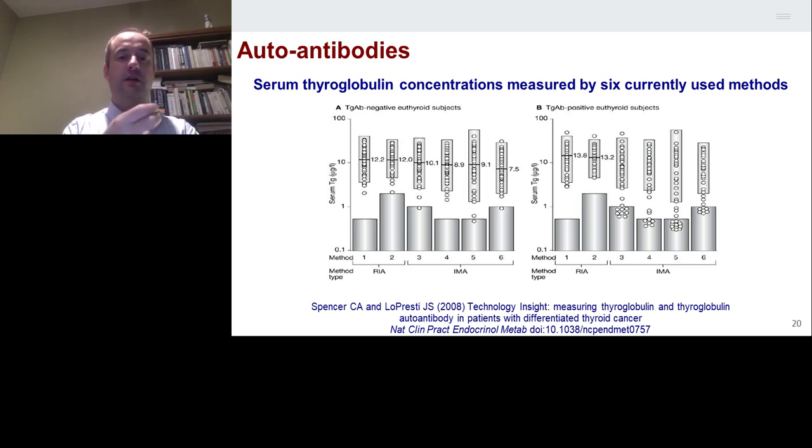So as a recommendation, when you order a thyroglobulin test, you need to ask and request the autoantibody for thyroglobulin. If positive, you might be sensitive to an interference. 30% of the patients with thyroid cancer could have TG antibody. So what you can do is, okay, better to not interpret the TG results or reflex to a TG method that could be less sensitive to the interferences.